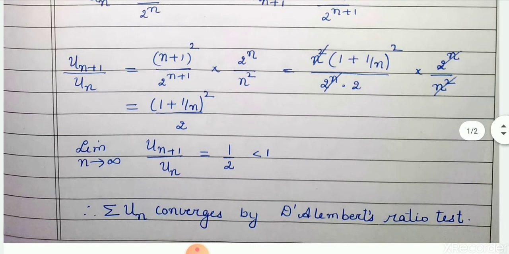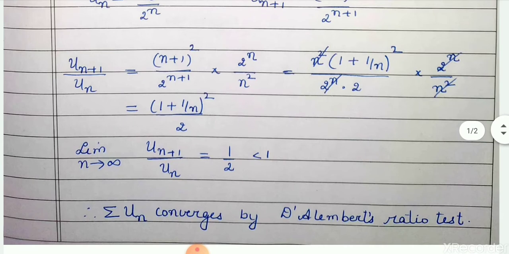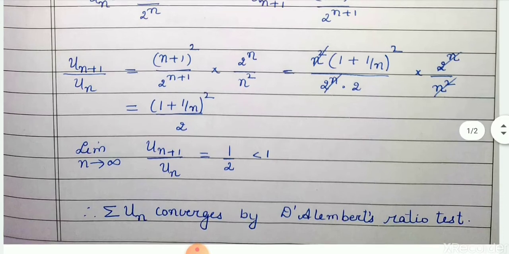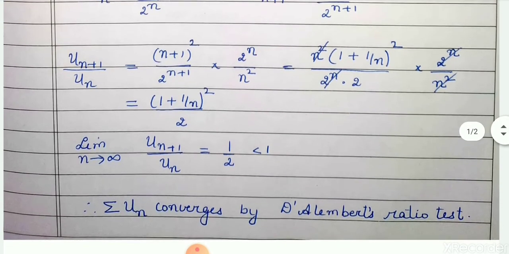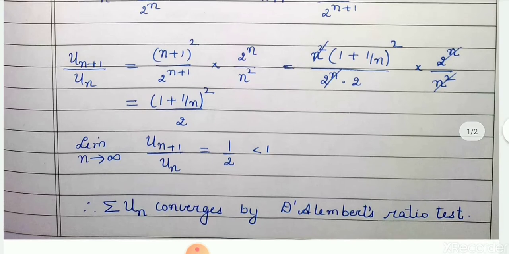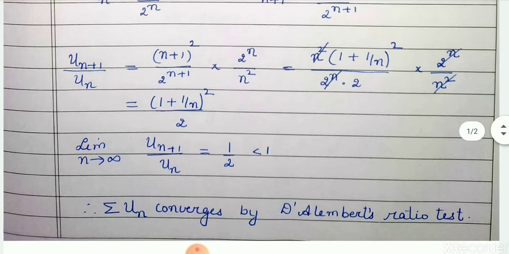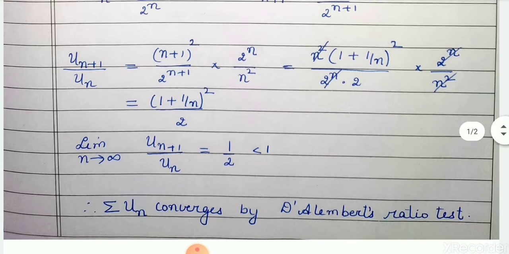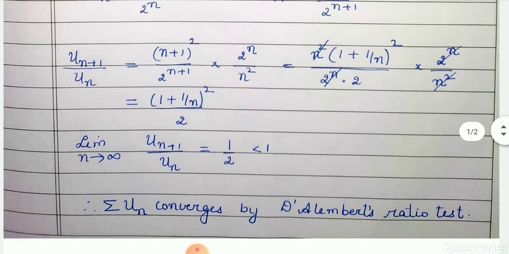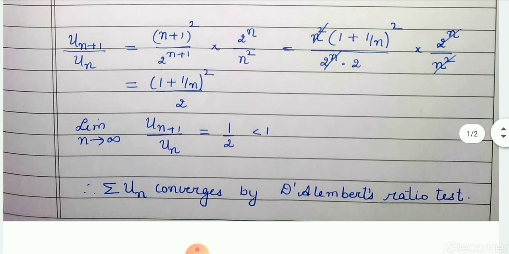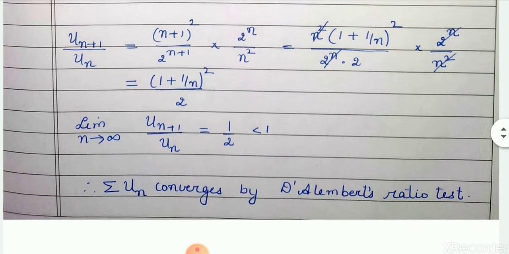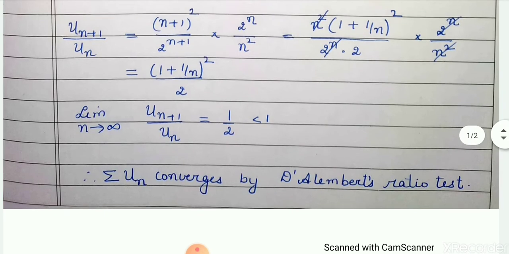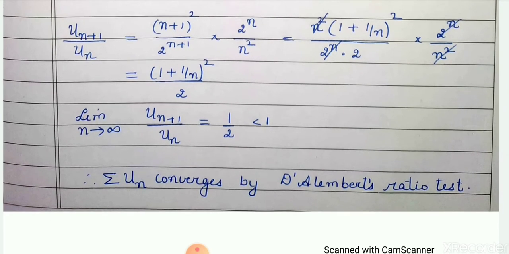So n plus 1 square, how do you simplify it? In n plus 1 square, if you take n common, outside it comes as n square, and inside the bracket it is 1 plus 1 by n whole square. Denominator 2 raised to n plus 1 is written as 2 raised to n into 2. And the next part we already have is 2 raised to n divided by n square. And the terms which are cancelled, you can see there, n square gets cancelled, 2 raised to n gets cancelled.